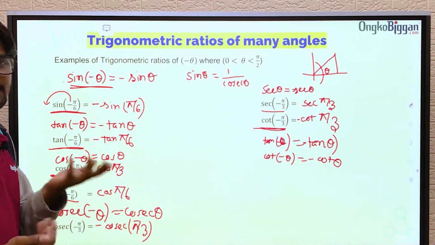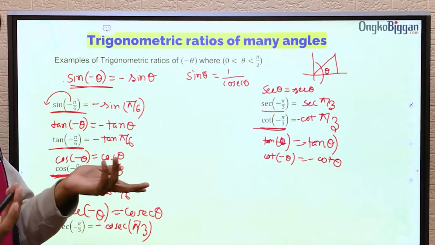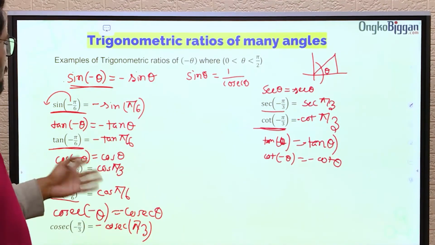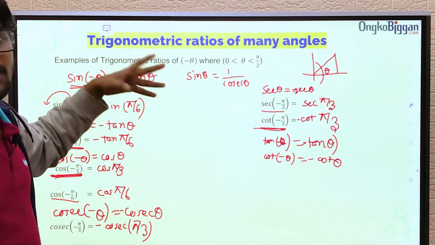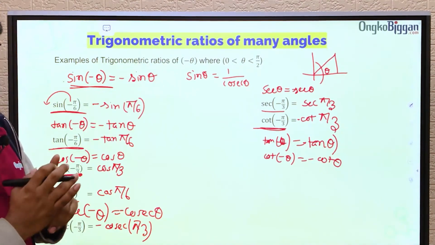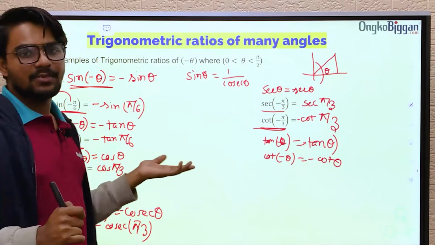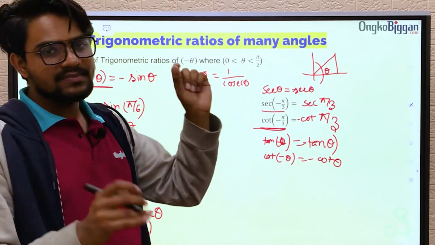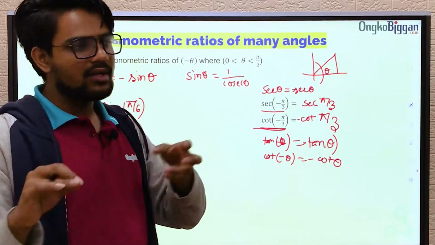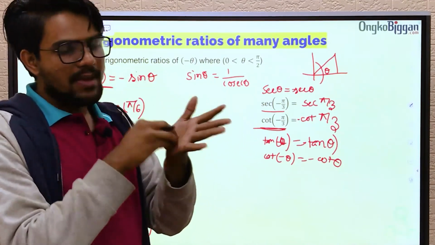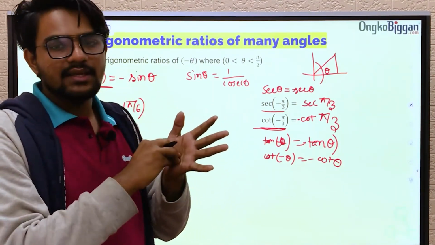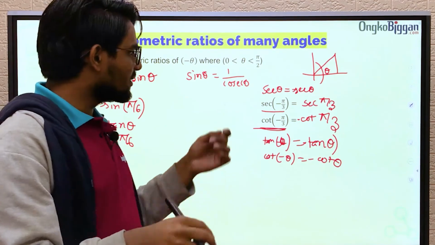This is how you can convert the values of something in the negative direction, that is sine minus pi by 6, sine minus pi by 4, sine minus pi by 2, into the values of sin theta, which you learned in the previous chapter, 8.2. Using some sign conversions, you can easily convert the ratios of minus theta into ratios of plus theta, and easily work with them.